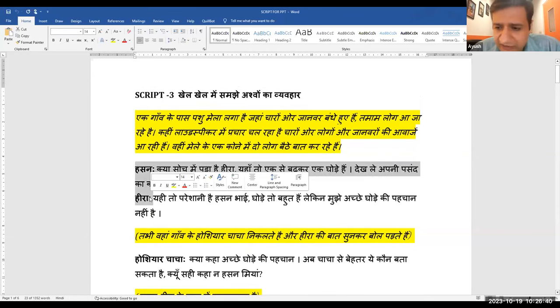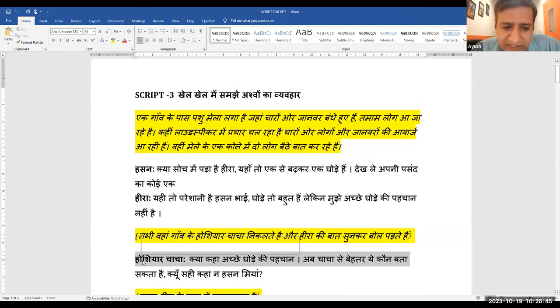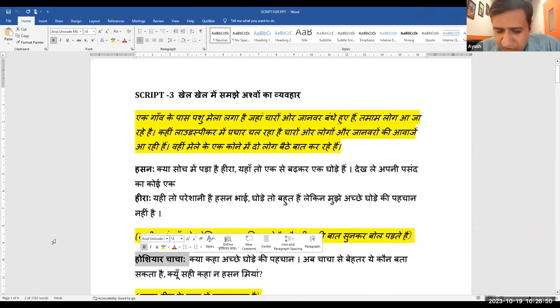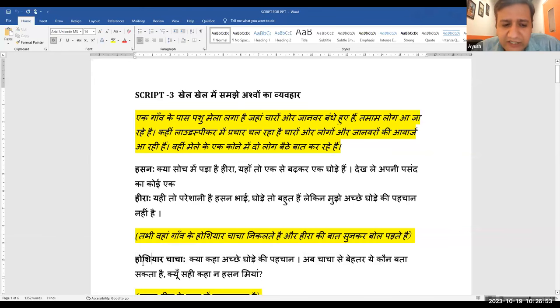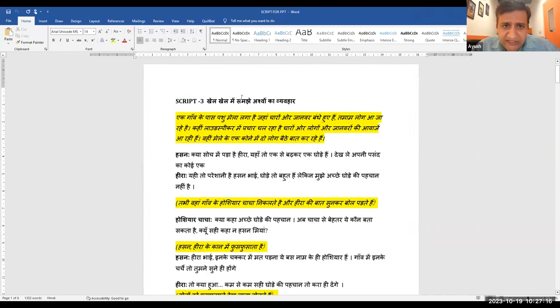So basically these two, Hassan and Heera, are trying to figure out how to buy a horse. And Hoshiyar Chacha is a slightly negative character. We don't want the audience to follow him, so he's been given a slightly comedy kind of personality, and he's all the time trying to say that yes, I am the man who can teach you things, and very soon people realize that he's actually not to be followed.